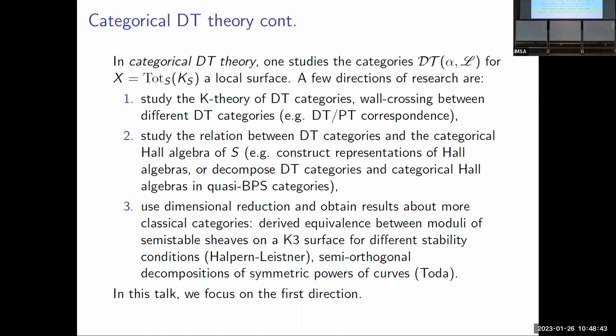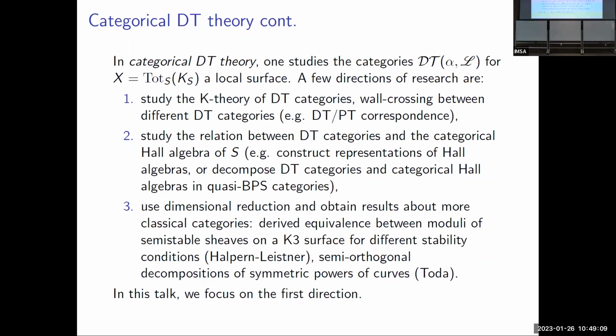Some examples of results here are derived equivalences between moduli of semi-stable sheaves on a K3 surface for different stability conditions, and also stable equals semi-stable. This is work of Halpern-Leistner, and it's work that checks the Kawamata-Bondal-Orlov conjecture in some very interesting cases.